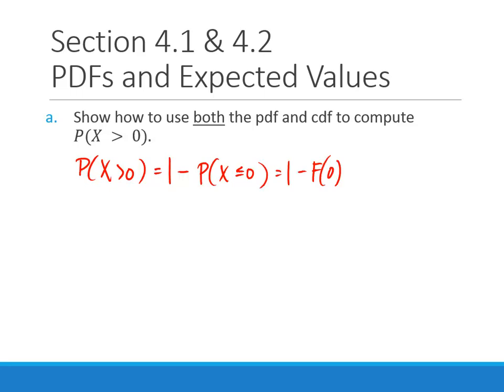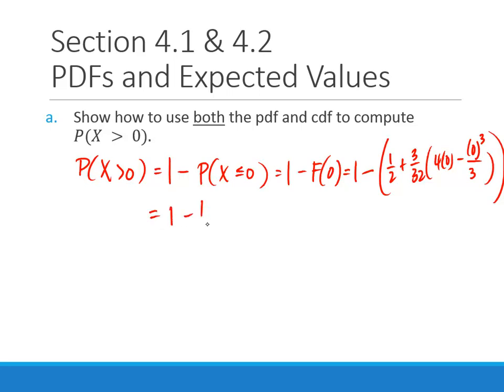And if you look back to your CDF, this is just 1 minus 1/2 plus 3/32 times 4 times 0 minus 0 cubed over 3. Just plugging in 0 into my CDF, and that's going to be 1 minus 1/2, or 1/2. So again, I'm just plugging 0 into the CDF there. It's maybe a slightly more direct way of finding this.